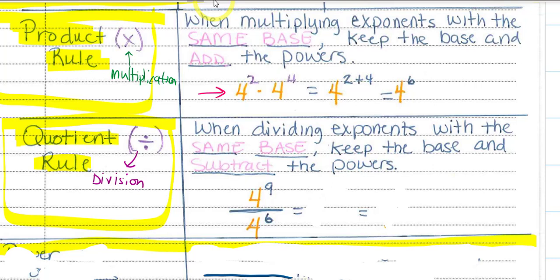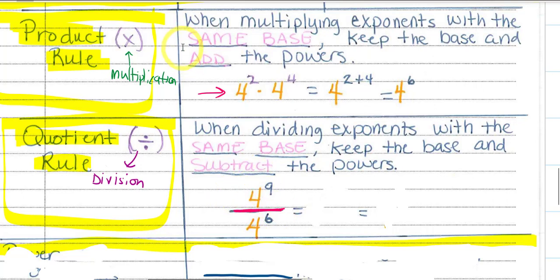So take a look at this example that we have here. I have a division, and the reason I know this is a division is because it's written as a fraction, and by now we should know that fractions represent division. And so I am going to be looking at my bases. The exponent on top is 4 to the 9th. The exponent in the denominator is 4 to the 6th. So they both have a base of 4. You have to have the same base.